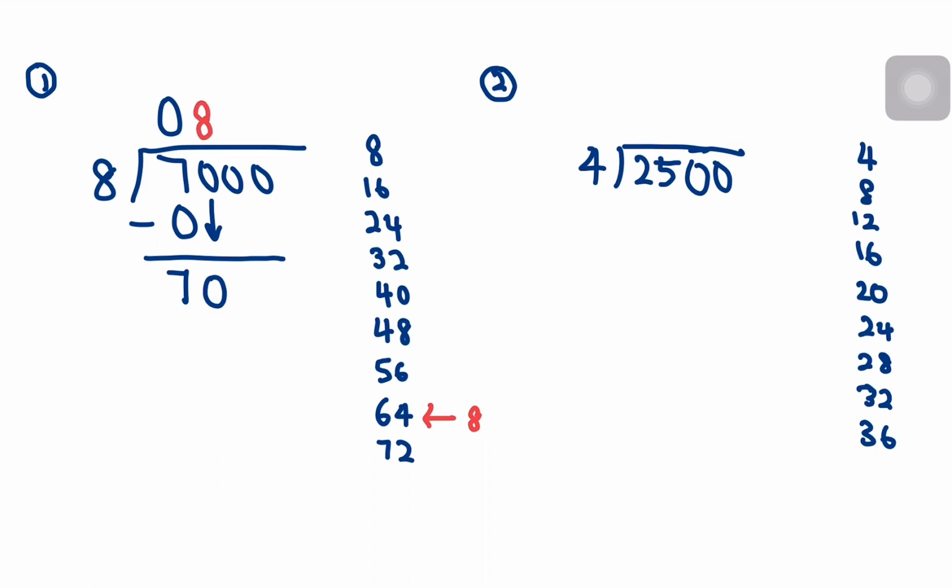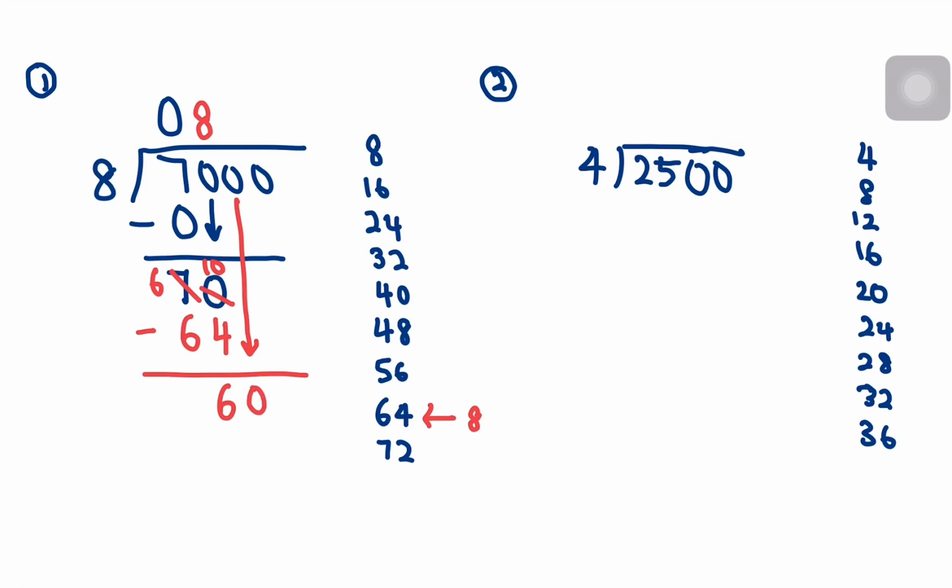8. And then what number do we minus? The arrow pointing at 64. So we minus 64. 70 minus 64, do your normal subtraction. You regroup because not enough. 10 minus 4 is 6. After that, bring down the next 0.